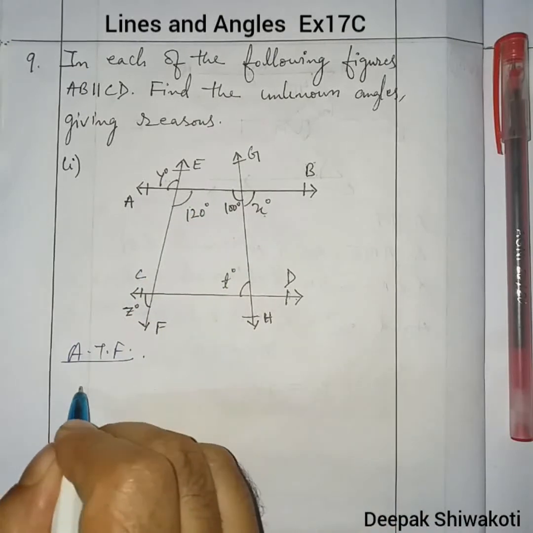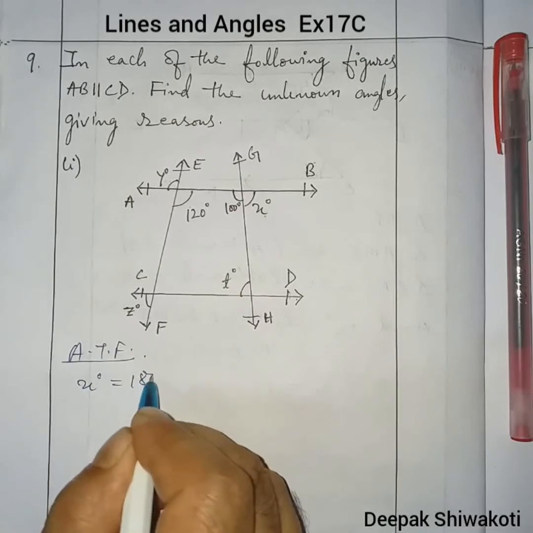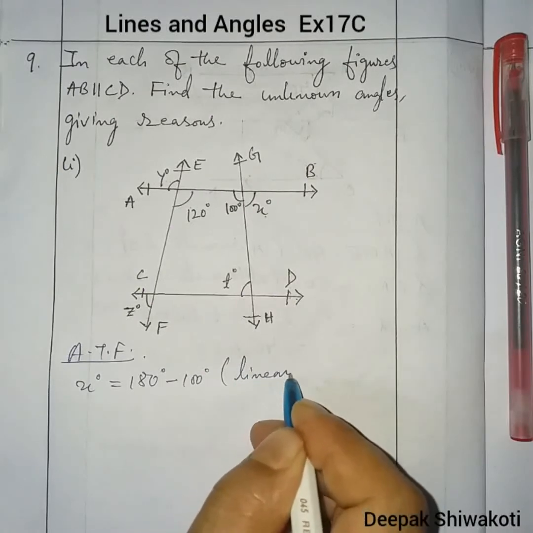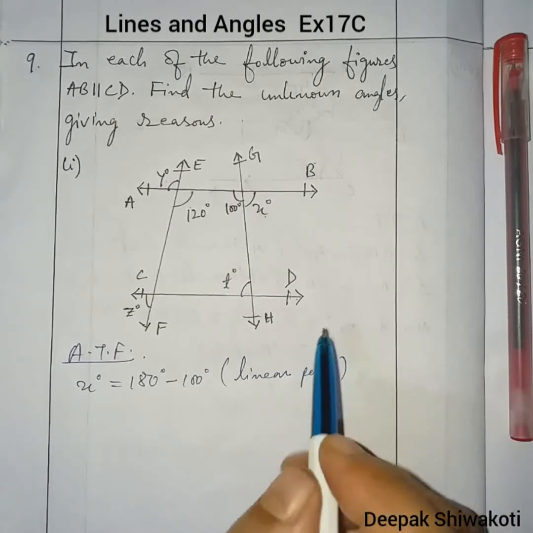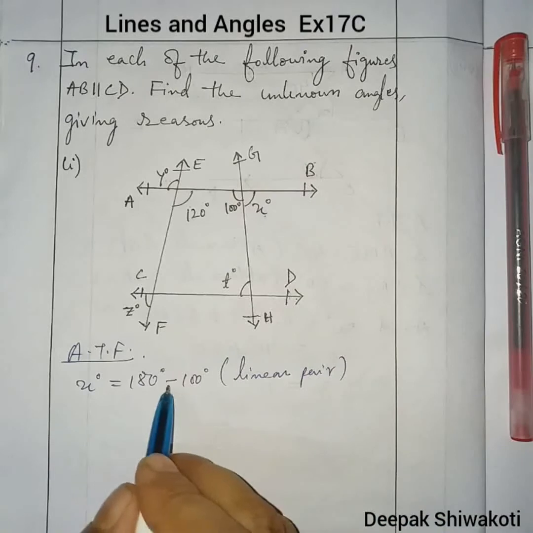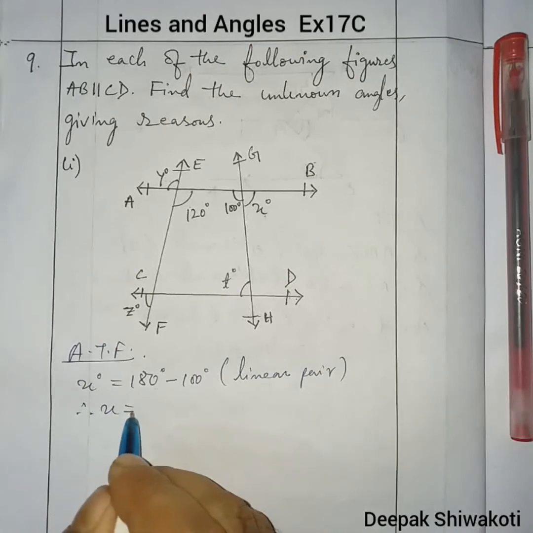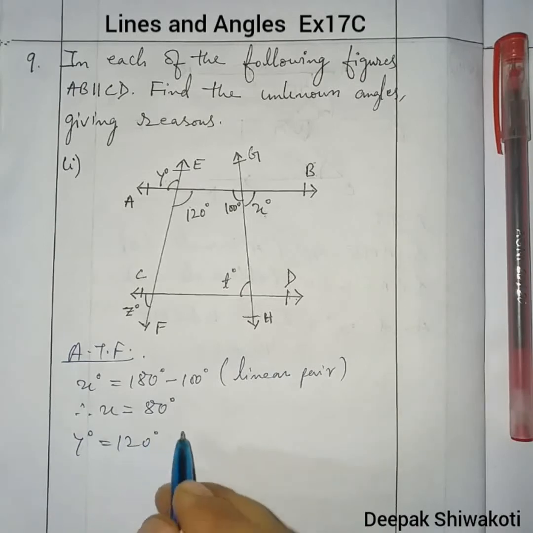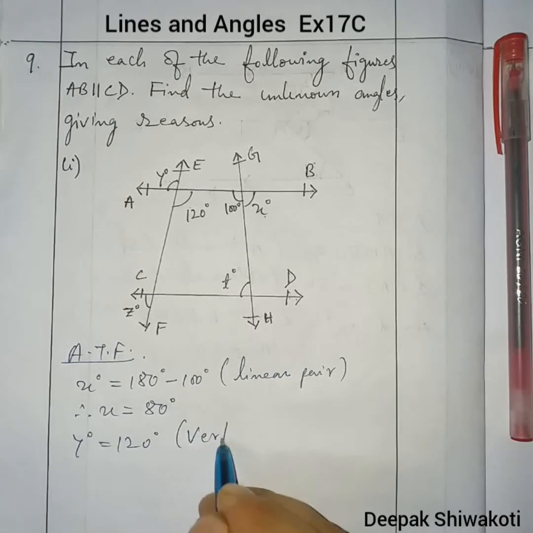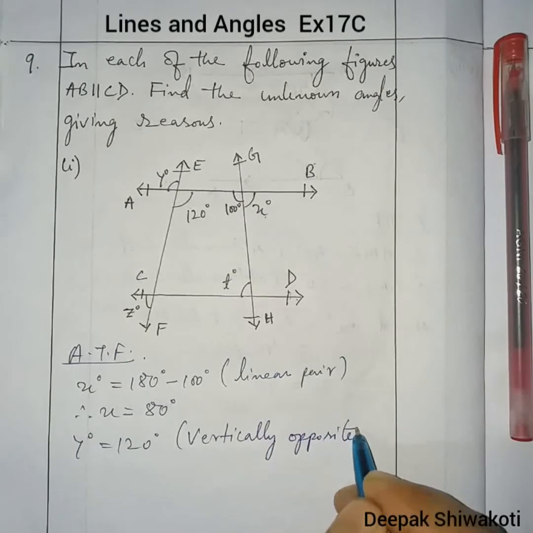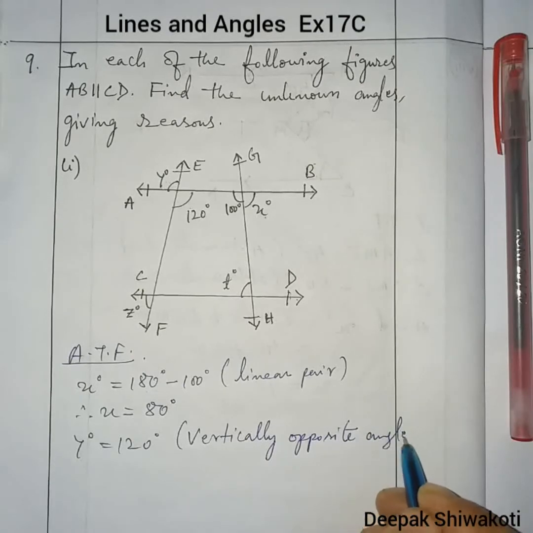So let us go for x at first. X degree is equal to 180 minus 100 degree, because linear pair. Okay, these two are a linear pair and the sum is equal to 180. So that is why I have subtracted here, x degree as 180 minus 100. So therefore x is equal to 80 degree and y degree is equal to 120 degree. Why? According to the figure it is vertically opposite angles, you can write here.